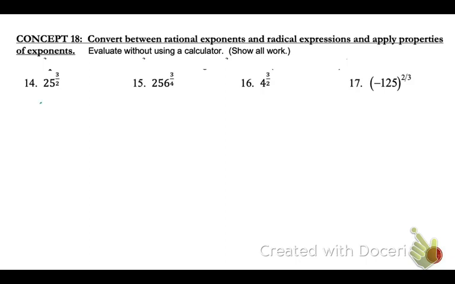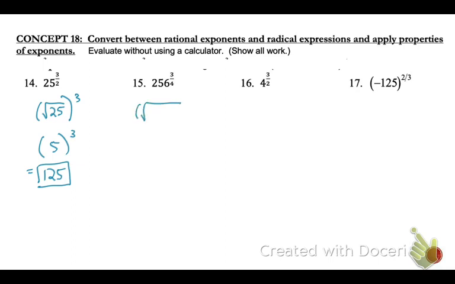So let's rewrite that as a root. So that's the square root of 25 raised to the 3rd power. Take the square root of 25, which is 5. Now take 5 raised to the 3rd power, which is 125. Number 15, 256 raised to the 3/4 power.